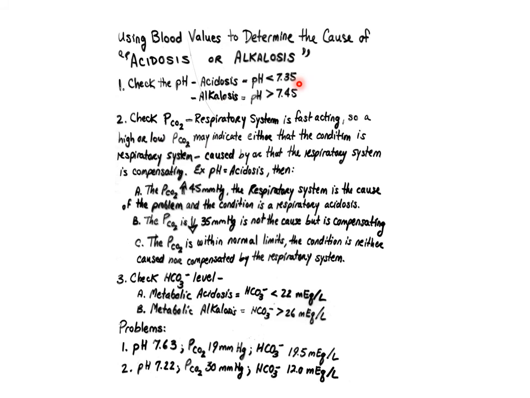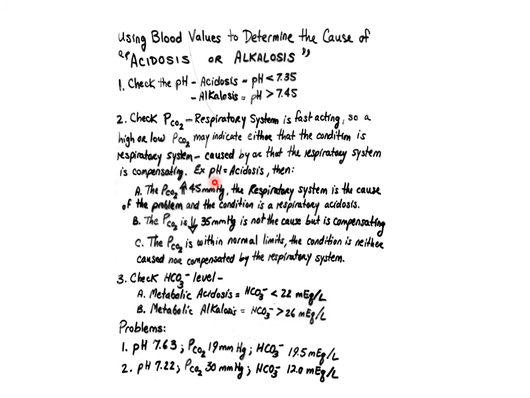So after you check the pH and you determine whether it's in the acidosis range or alkalosis range, now you're going to check the CO2. The respiratory system is fast acting, so a high or low CO2 may indicate that the condition is caused by the respiratory system, or that it is compensating.